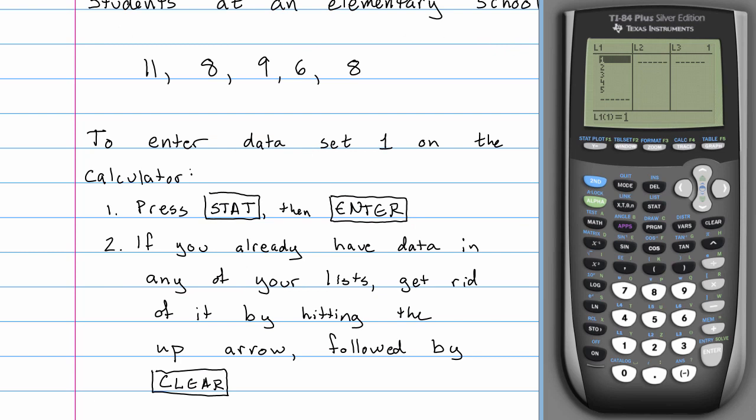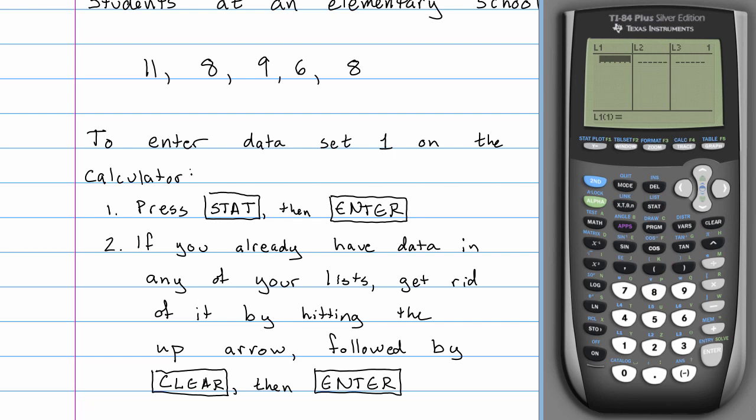If you already have data in one of your lists, go to that column, hit the up arrow, press Clear, and then Enter to clear the list. My lists across the screen are L1, L2, and L3. Shortly we'll go to the right and we'll find an L4 as well.